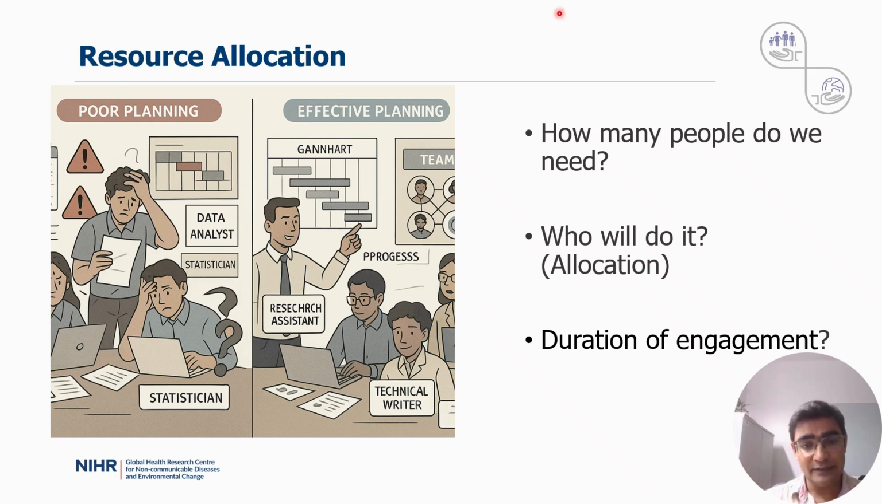Every single activity needs the right number of people with the right skills at the right time. Resource mapping helps us answer these three questions. The first is how many people do we need for that particular task, who will do it, and the time required to execute that assigned work.